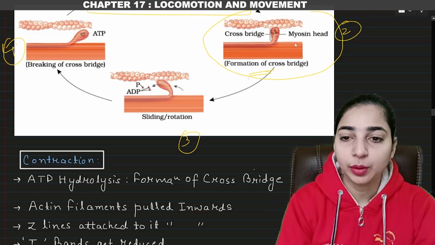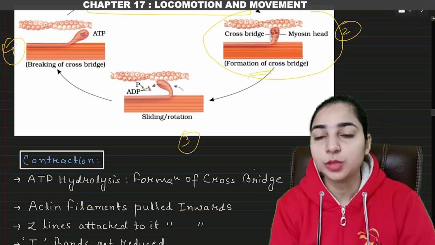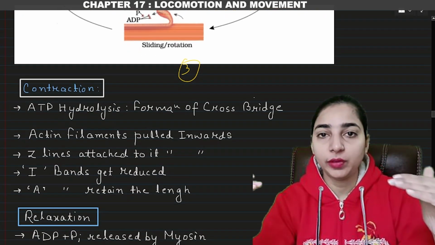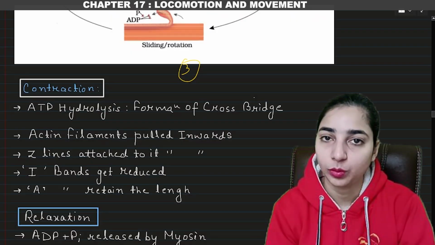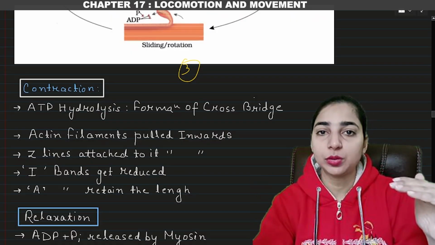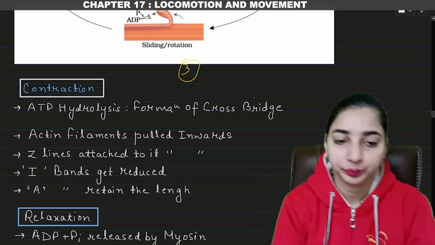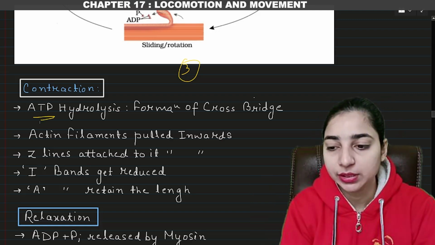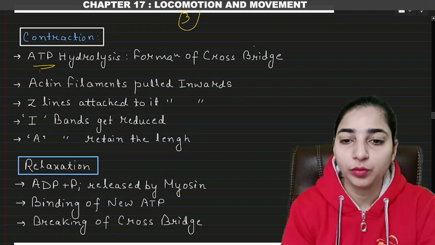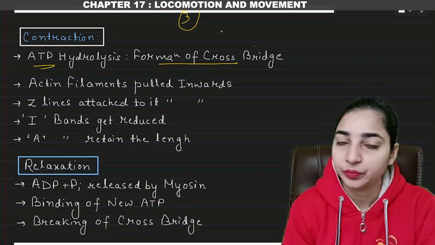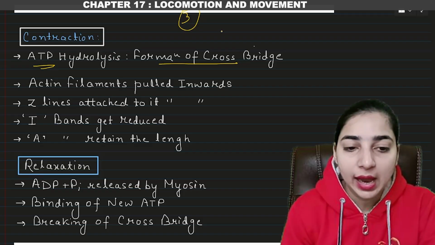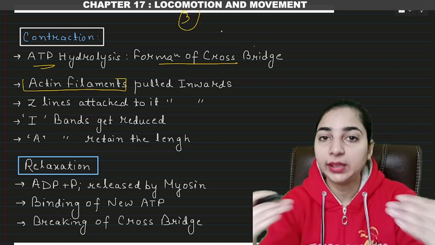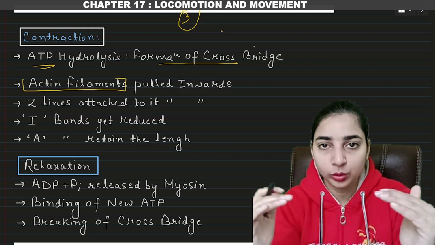Okay, so this was about the contraction. Now when this cross bridge will form, what will happen? The sliding of the actin over the myosin filament will start taking place. Okay, so the actins on both sides of the myosin will slide towards each other. So during contraction, ATP hydrolysis will take place. The first step is the ATP hydrolysis, which will lead to the formation of the cross bridge. Okay, and during this time, actin filaments will be pulled inwards. Okay, actin filaments which were overlapping the myosin filaments will start moving towards each other.